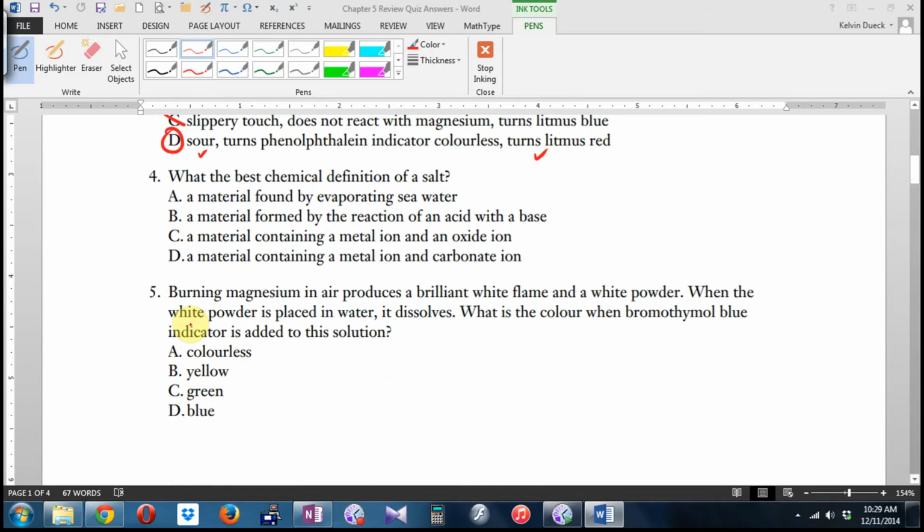What's the best chemical definition of a salt? Well, first of all, it's not a material formed by evaporating seawater. That is one type of salt, table salt, but no. Now, the answer is B, but I'll show you why, and I'll show you how you can get through a process of elimination. A material containing a metal ion and an oxide ion, this is what we called a metal oxide. That's not a salt. A material containing a metal ion and a carbonate ion, no, that's not a salt. That's a metal carbonate, I think. It's the material formed by the reaction of an acid and a base. We said in an acid-base neutralization reaction, you get, as your products, a salt plus water.